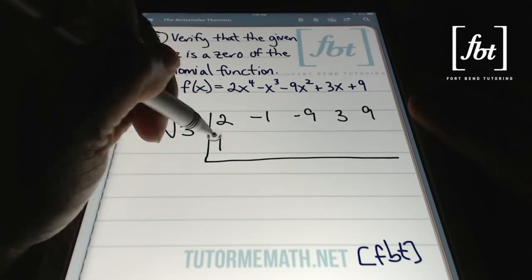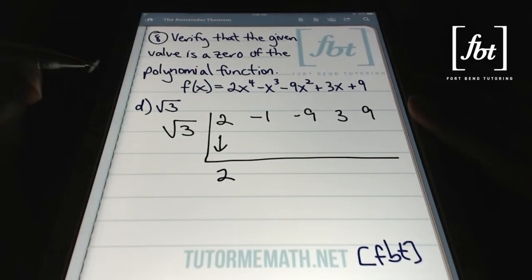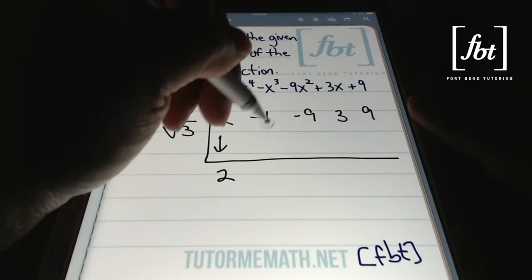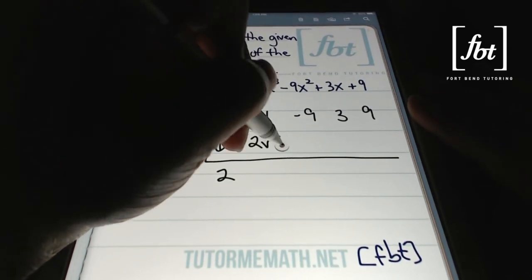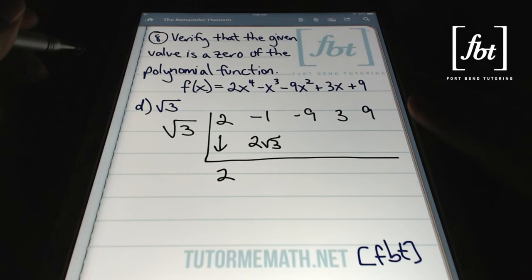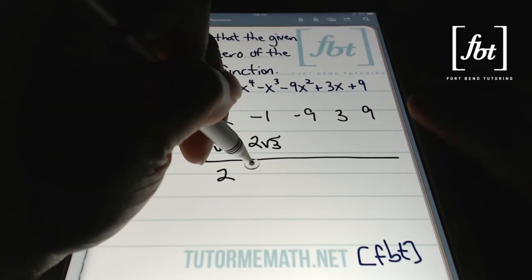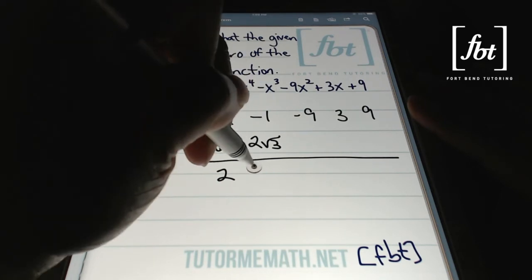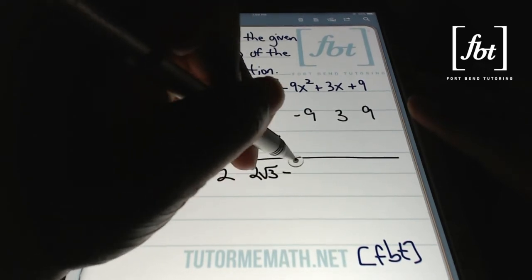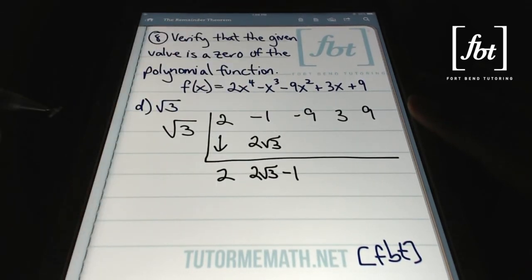We'll be bringing down the value 2, and then multiplying the square root of 3 times 2, you end up with 2 times the square root of 3. Because these are unlike terms, I think I'm going to bring it down as 2 square root of 3 minus 1. You could bring it down as negative 1 plus 2 times square root of 3. It's up to you. It doesn't matter.